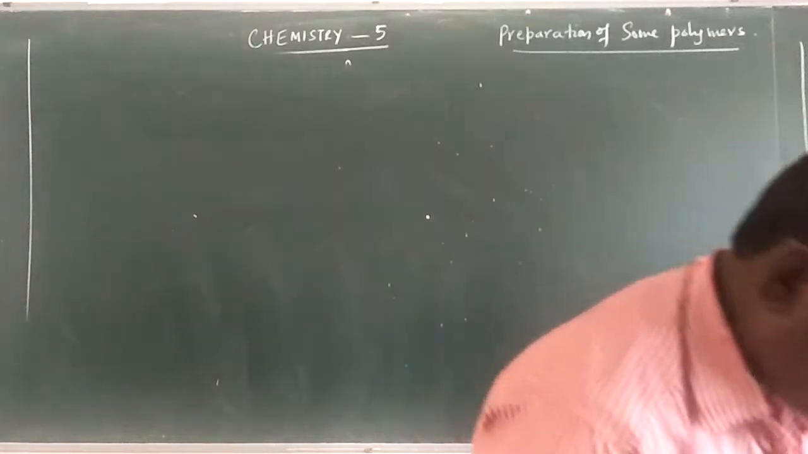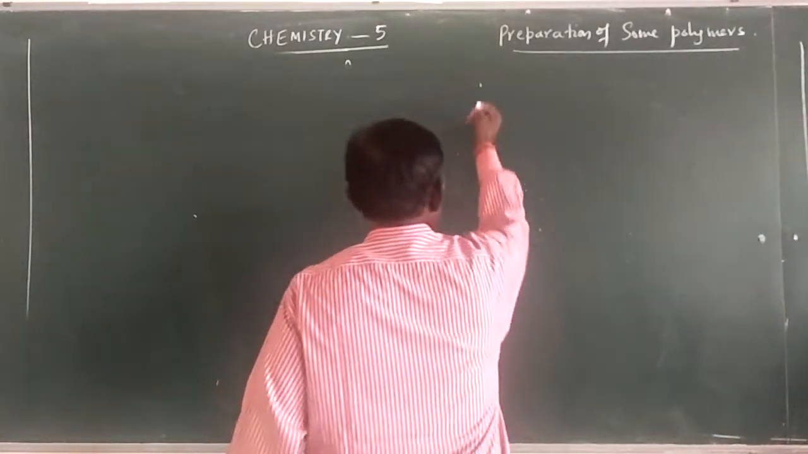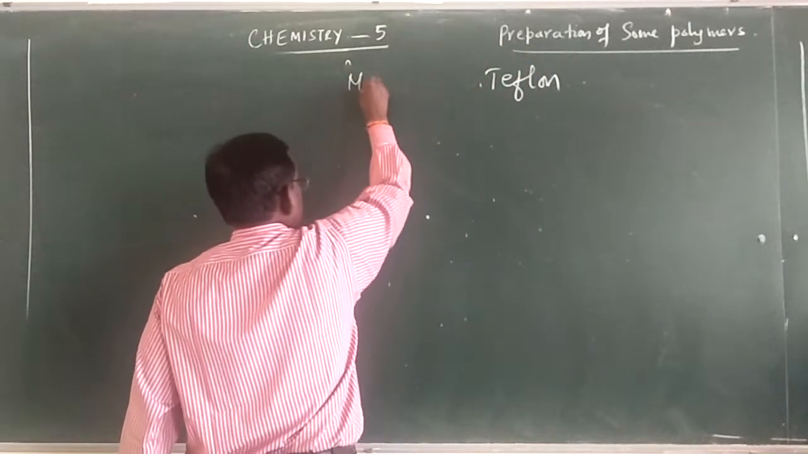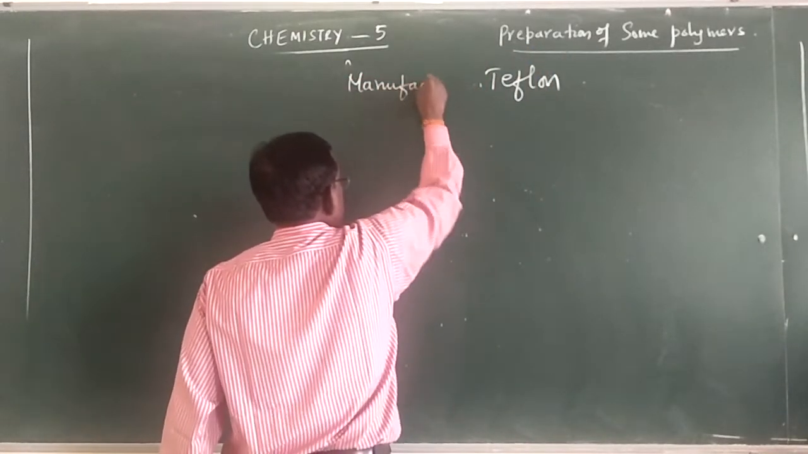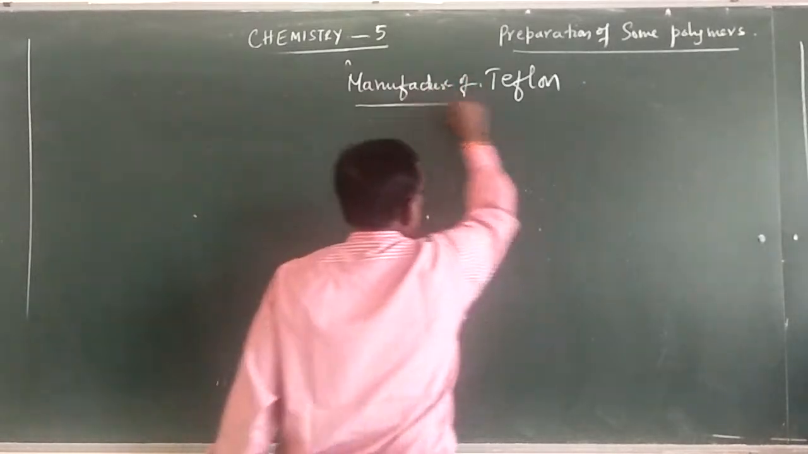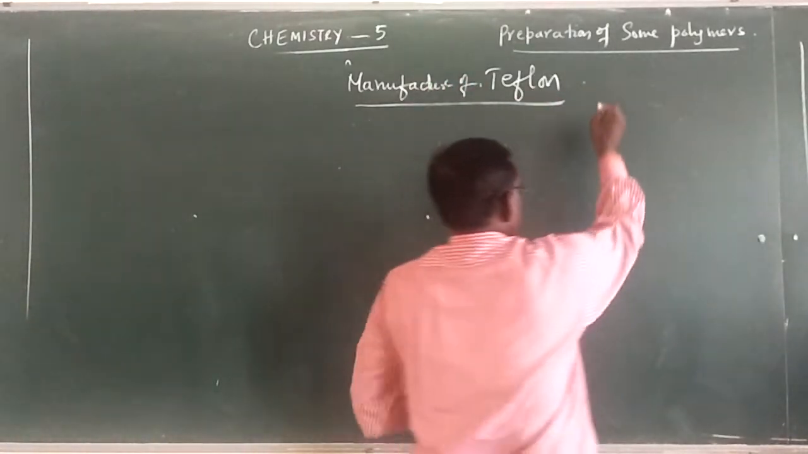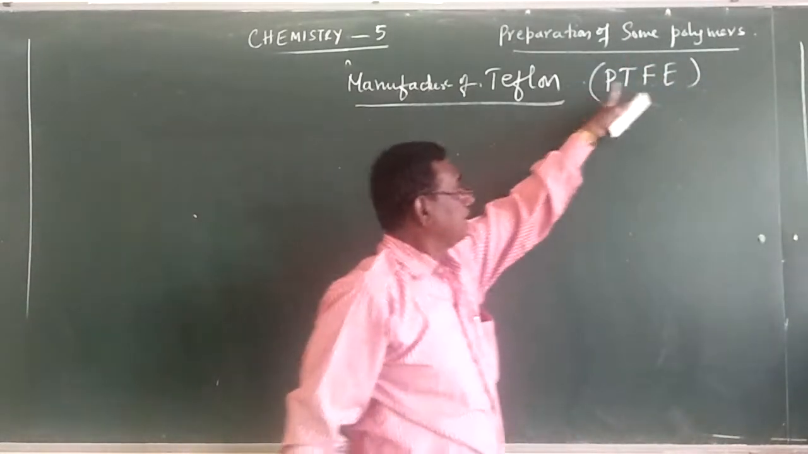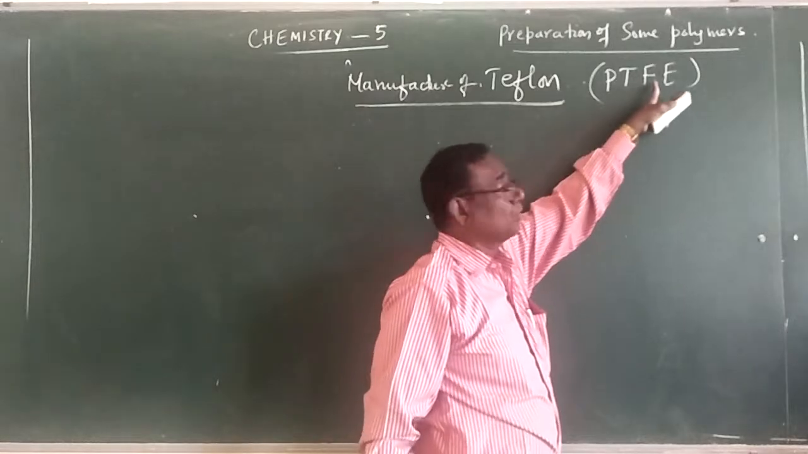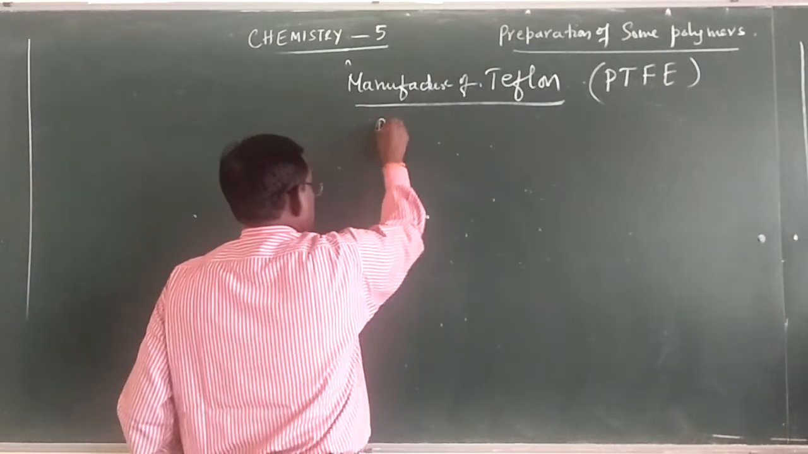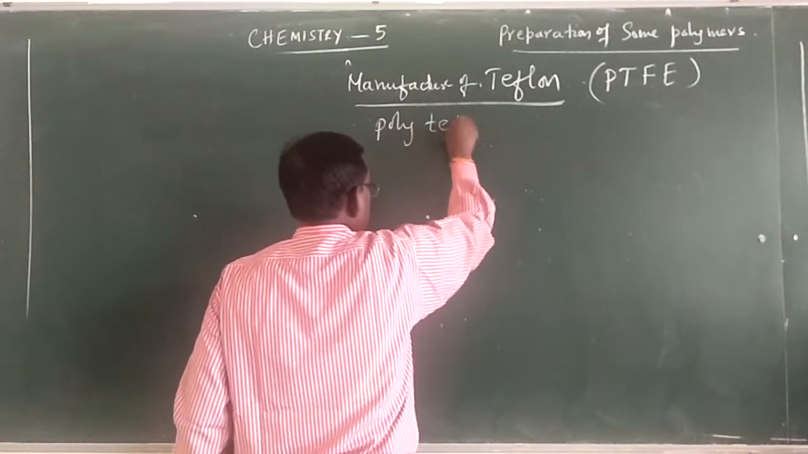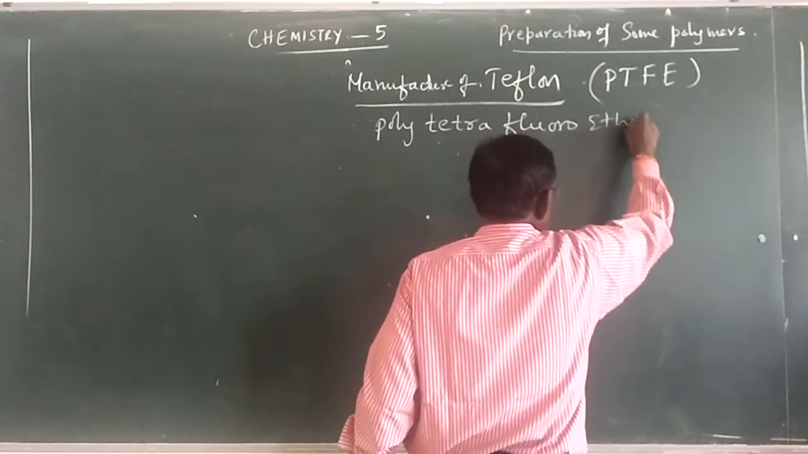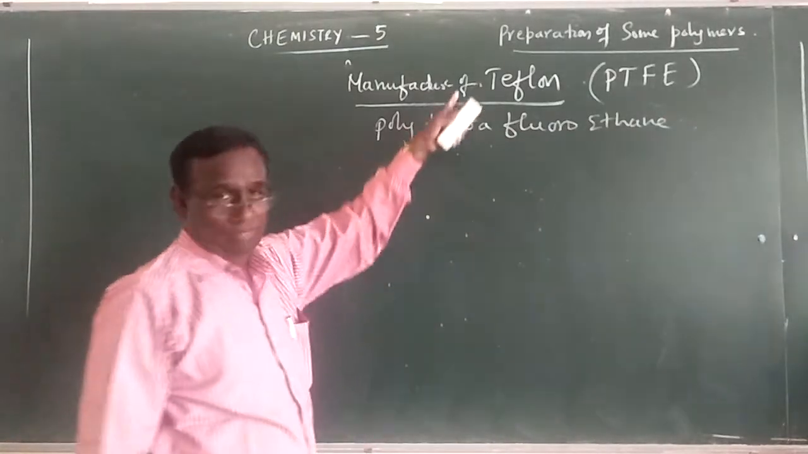Okay. So next, manufacture of Teflon. So this Teflon is nothing but PTFE. What is this PTFE? Polytetrafluoroethane. See here, P means poly, T means tetra, polytetrafluoroethane. That is called the Teflon.